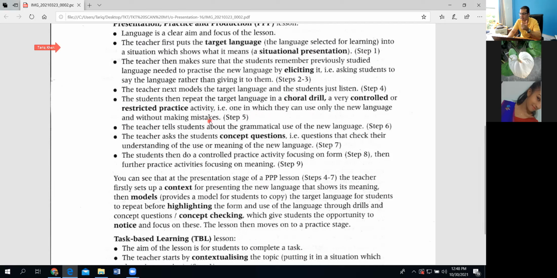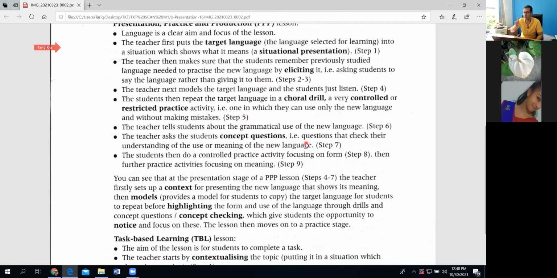When the gap filling is there, they have to put one word, so the chances of mistakes are less. Step 5, they do that. The teacher tells students about the grammatical use of the new language. Step 6, the teacher asks the students concept questions. For example, questions that check their understanding of the use and meaning of the new language.